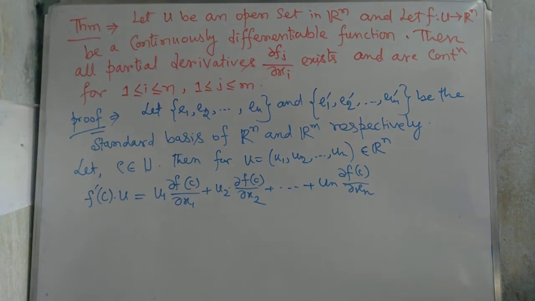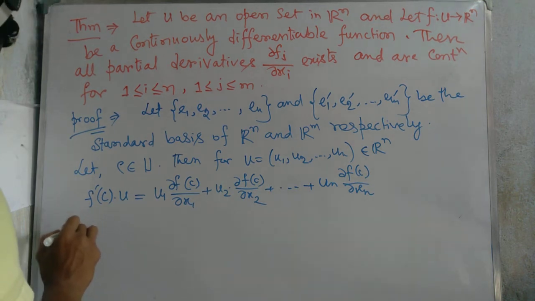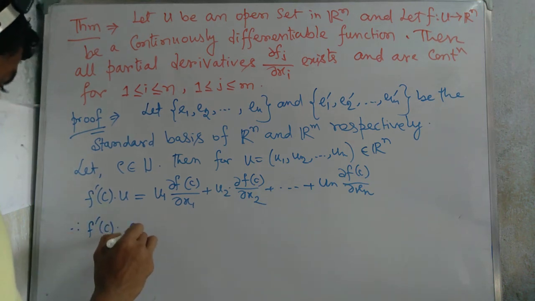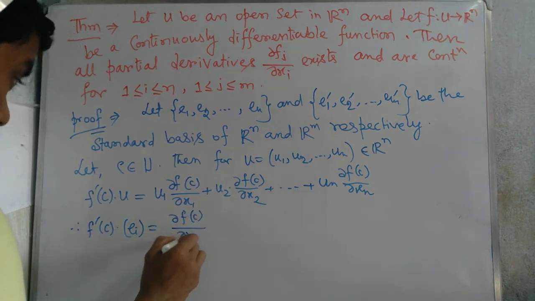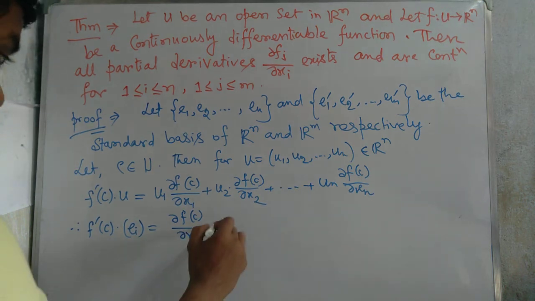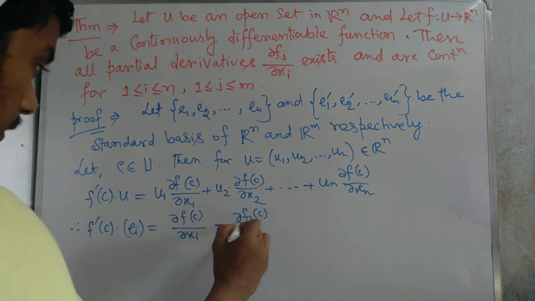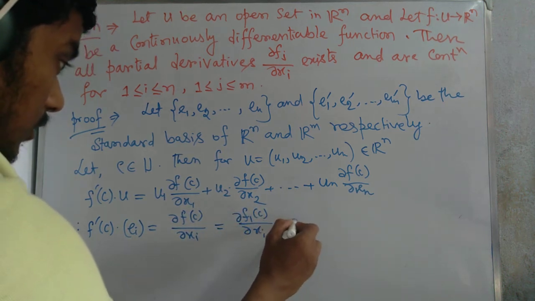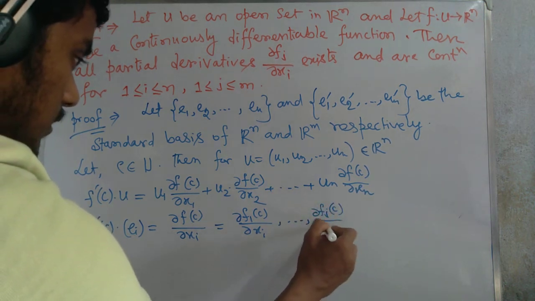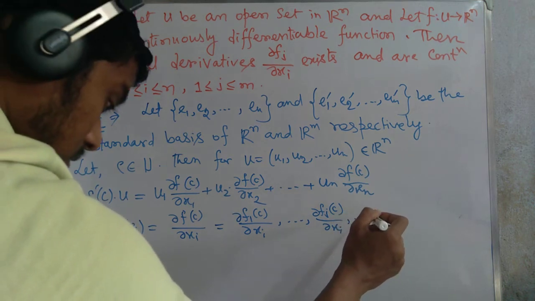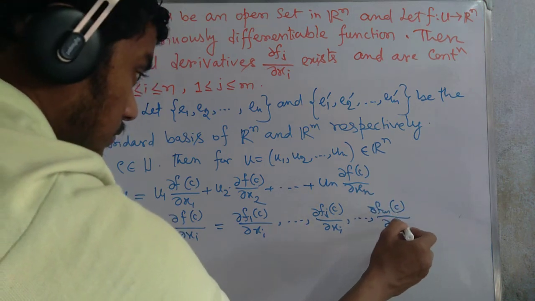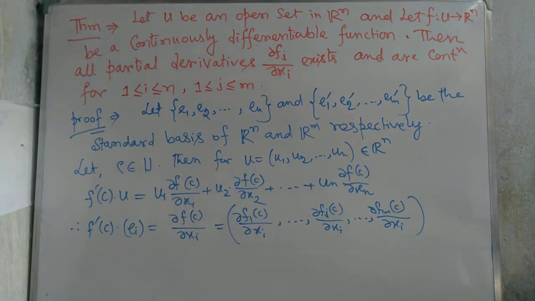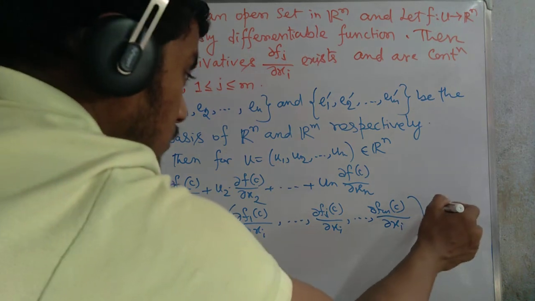Okay, now f'(c)ei equals ∂f(c)/∂xi, which equals (∂f1(c)/∂xi, ..., ∂fj(c)/∂xi, ..., ∂fm(c)/∂xi), which belongs to Rm.